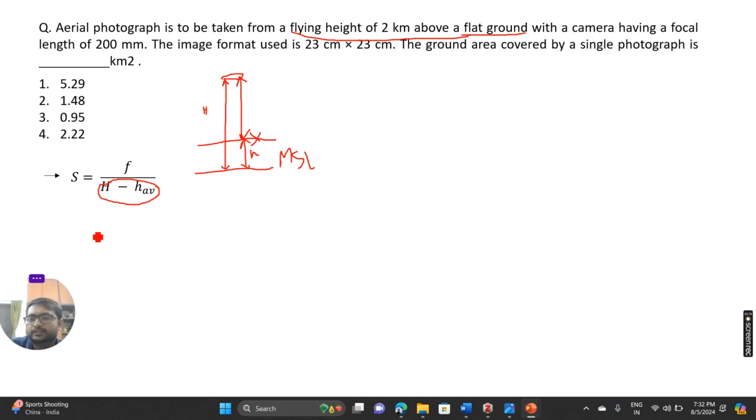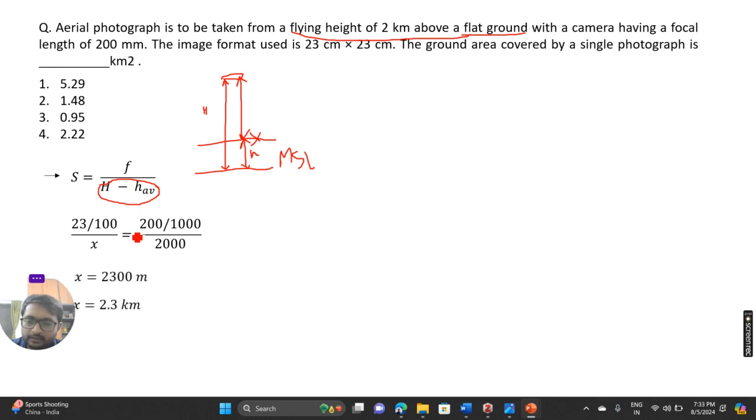So what is the scale value that you are getting? Can anyone tell me the value of scale? 1 is to 10,000. Okay. So the answer will be 5.29.